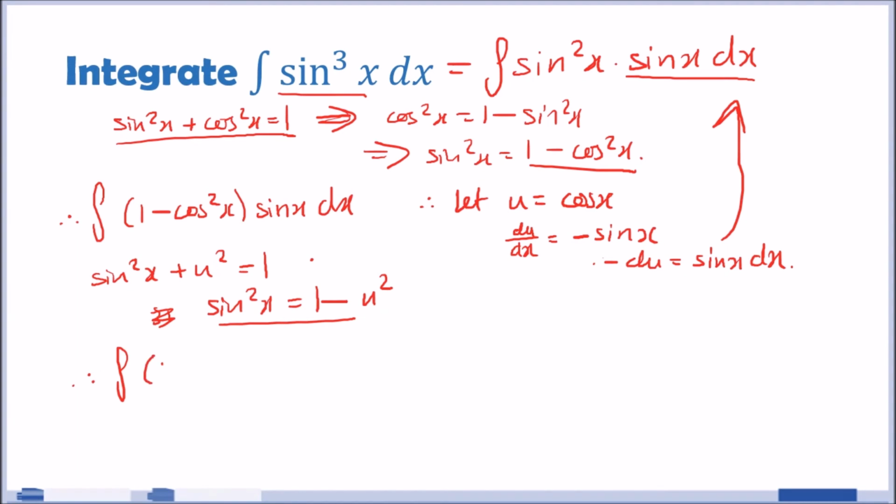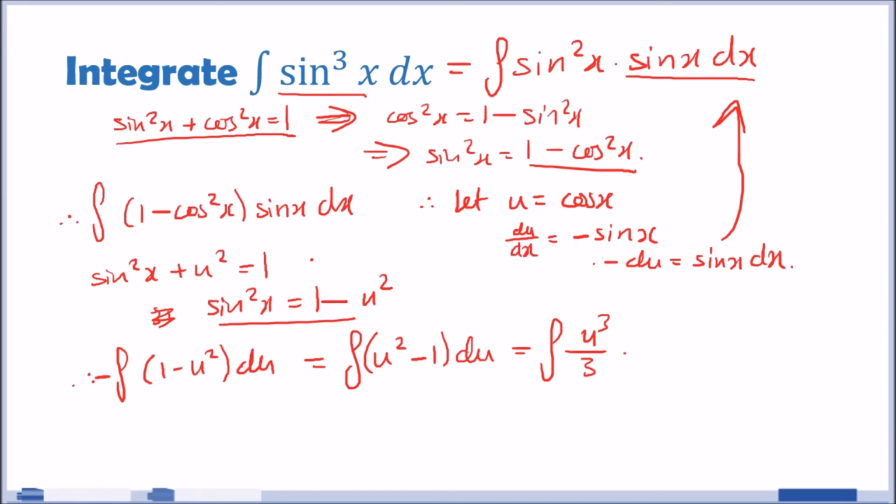Replacing this back into the original integral, instead of sine squared x, we're going to get 1 minus u squared, times the integral, with sine x dx becoming minus du. And that's it, folks. Literally integrate all this. Expanding this one and flipping the signs, you're going to get u squared minus 1 du. Integrating this, raising the power of u gives you u cubed over 3 minus the integral of 1, which gives you u, plus c as well.